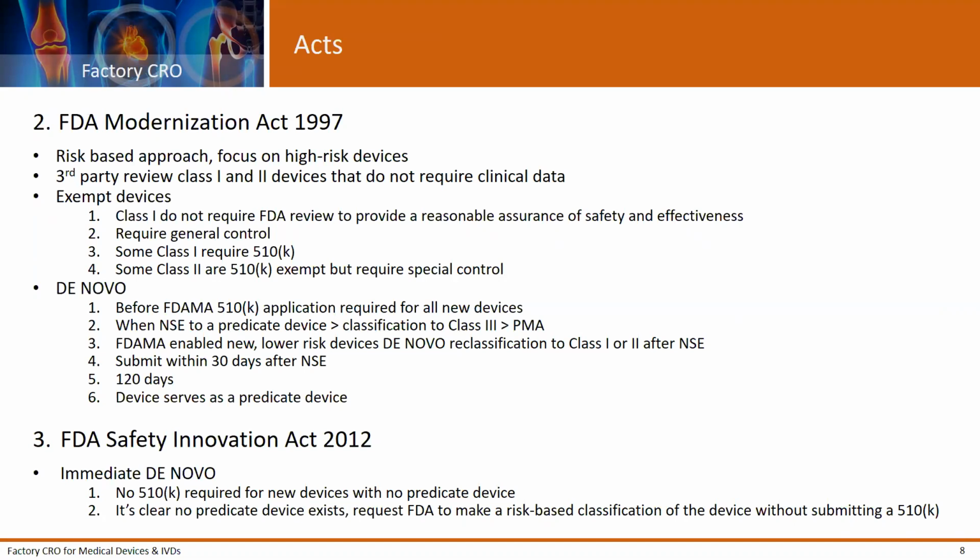Then in 2012, the Safety and Innovation Act, there was an immediate de novo implemented, which means if your device is a class 1 or 2, there is no need to do the whole 510K application to be ruled non-substantially equivalent. If you already know you don't have a predicate device, you can reclassify your device with the FDA immediately without doing the 510K. Okay.